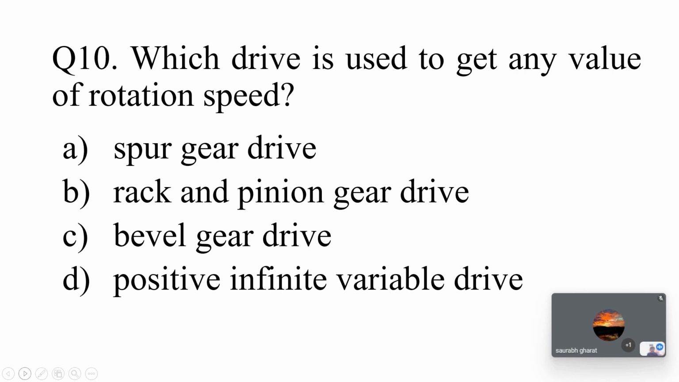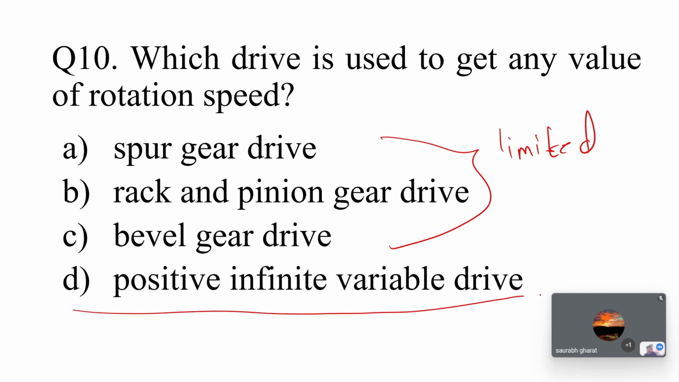Okay, so which drive is used to get any value of rotation speed? Spur gear, you know it is only limited. Rack and pinion, bevel gear, all of these are actually limited. You know this fact. So only the positive infinite variable drive is the correct answer to get any value of rotation. These all have limited rotation speed in this case.